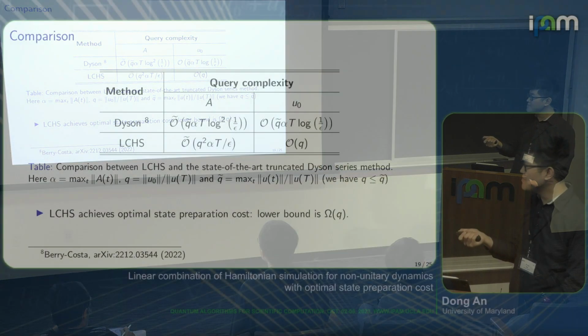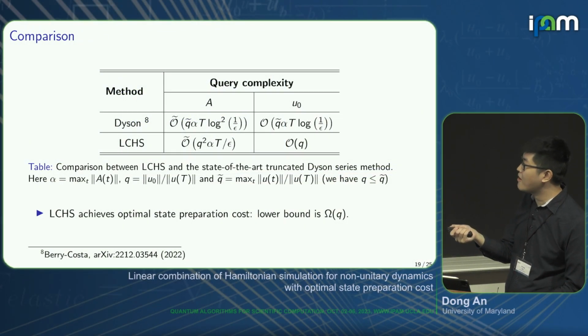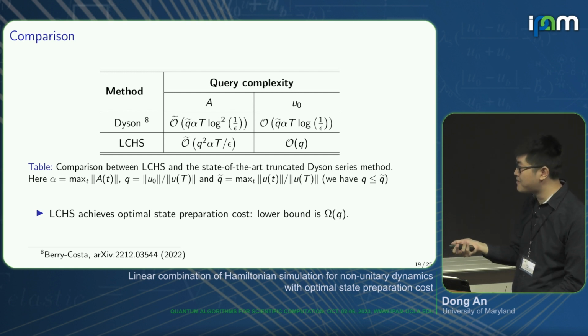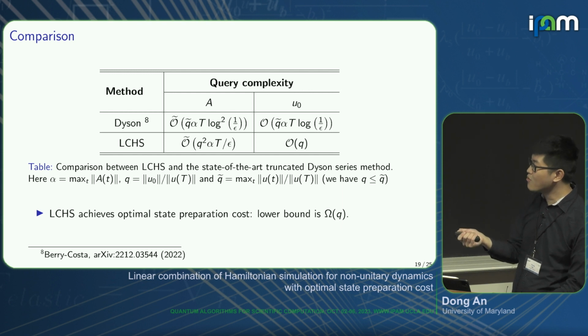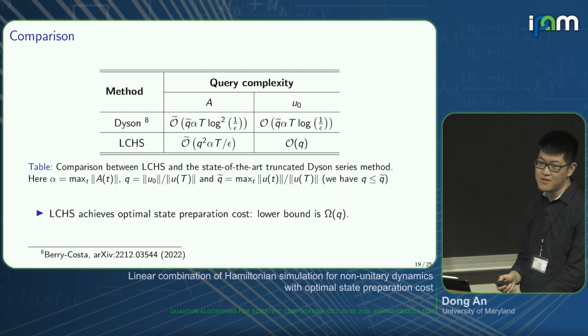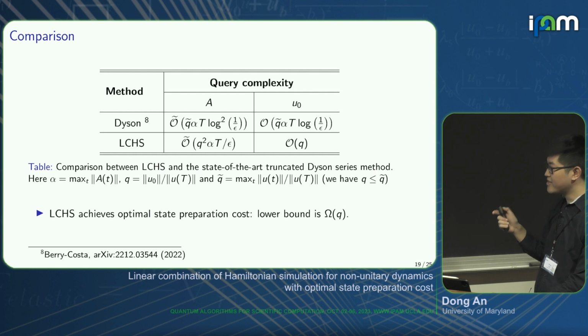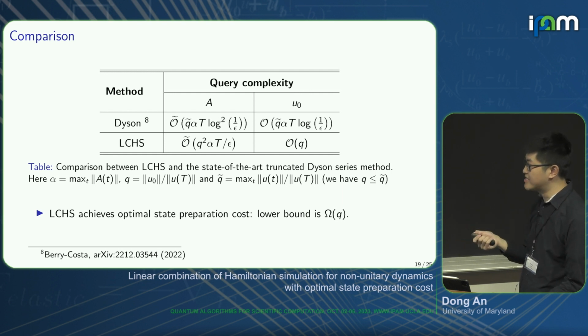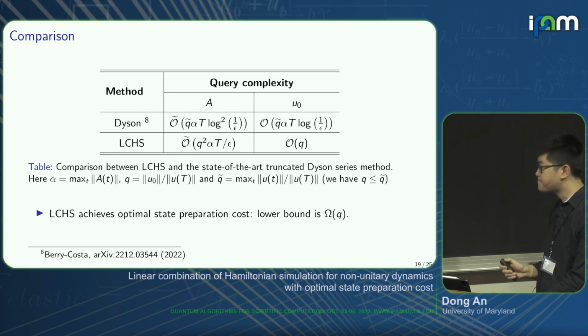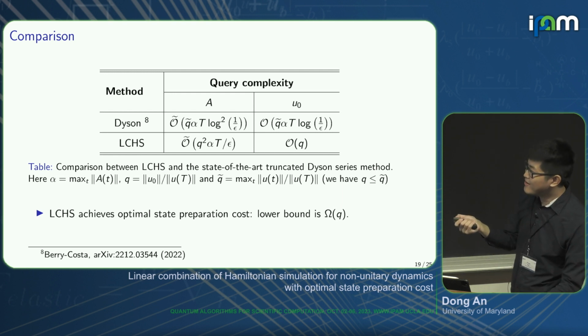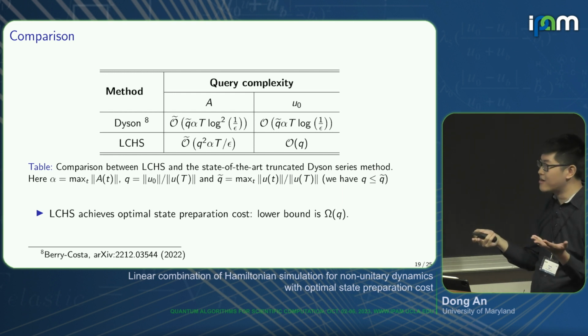And I will also mention that here we still need multiple copies of the initial state due to measurement, but actually we cannot do better, because we can really prove that the lower bound is also linear in terms of Q. So our approach has already achieved the optimal scaling in terms of the state preparation. However, if you really look at this table, you can find some drawback of our algorithm.